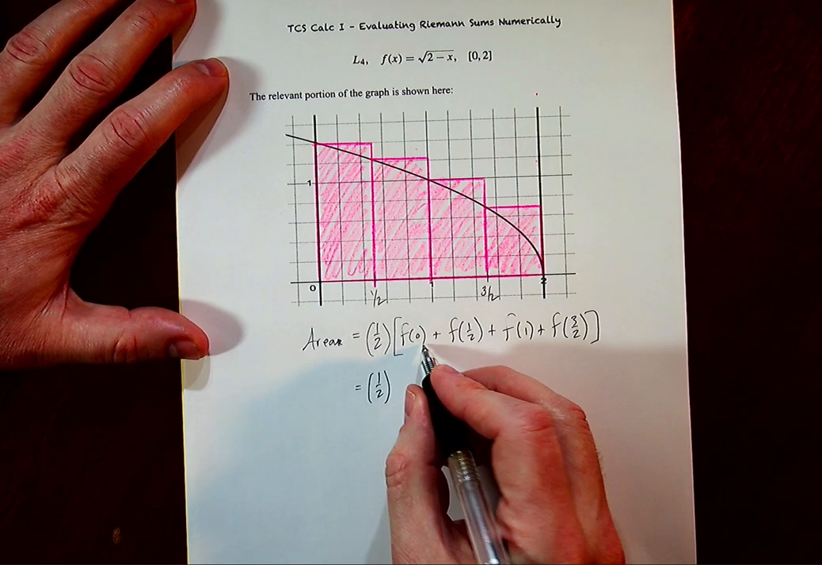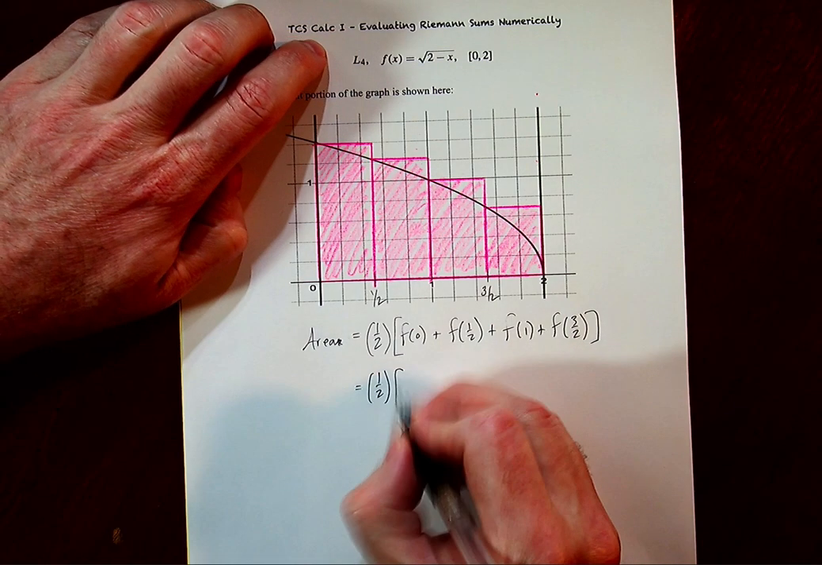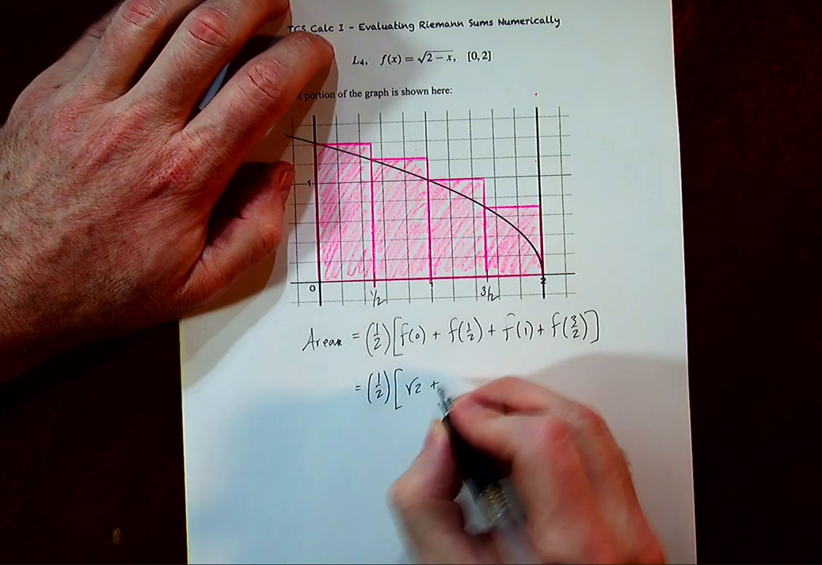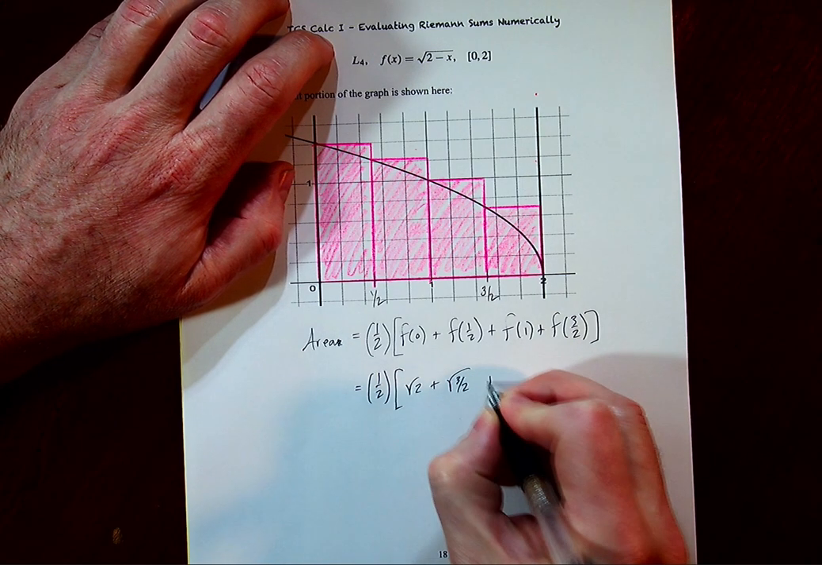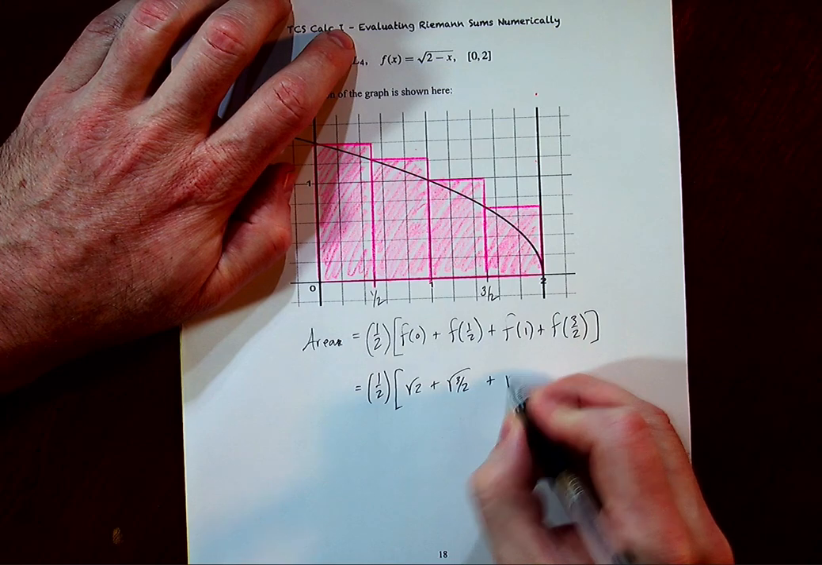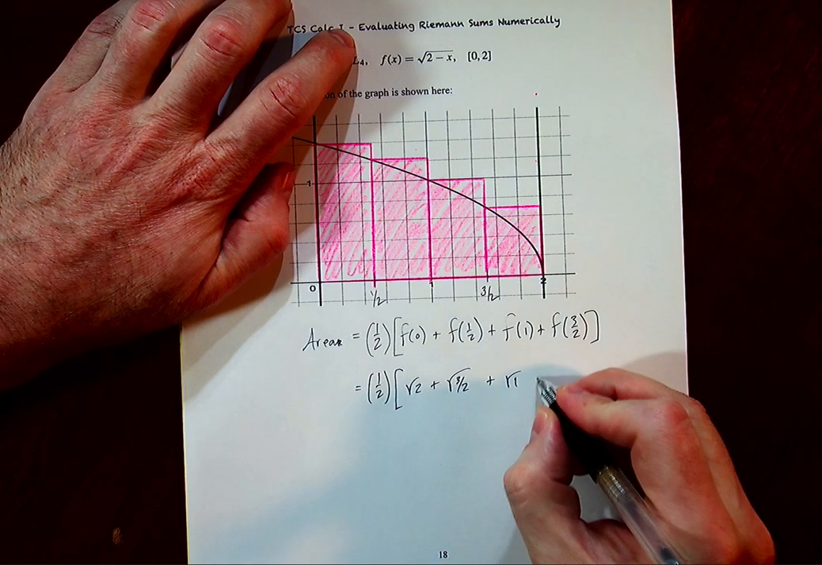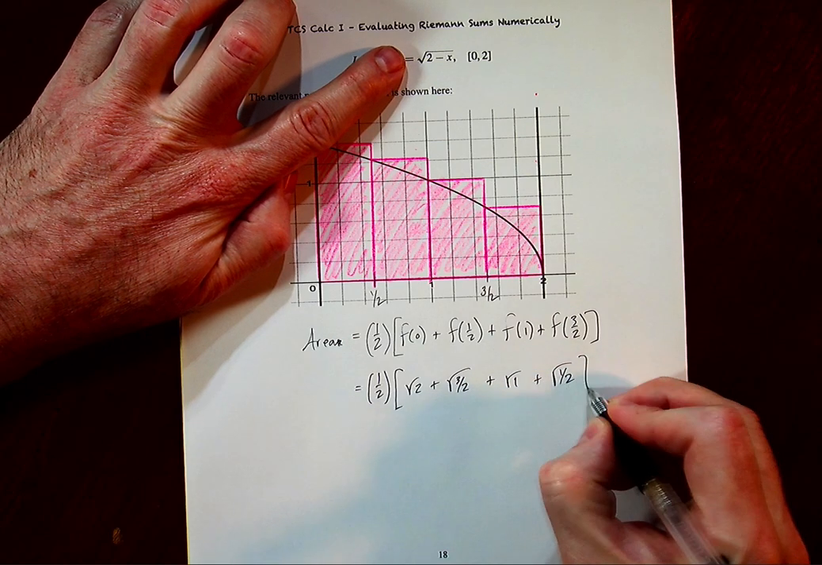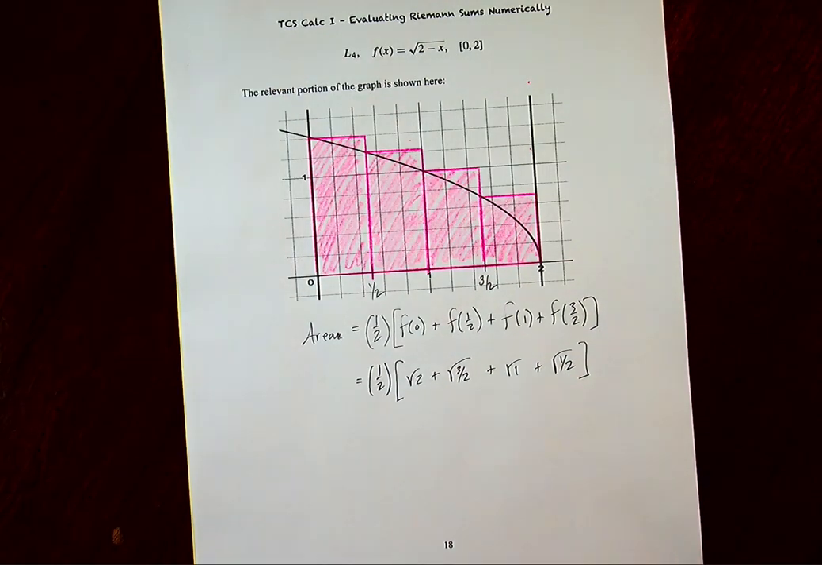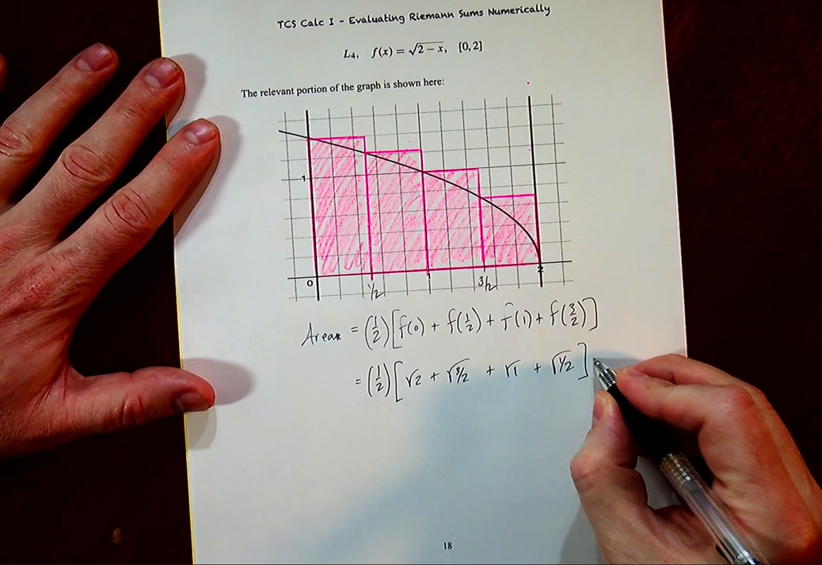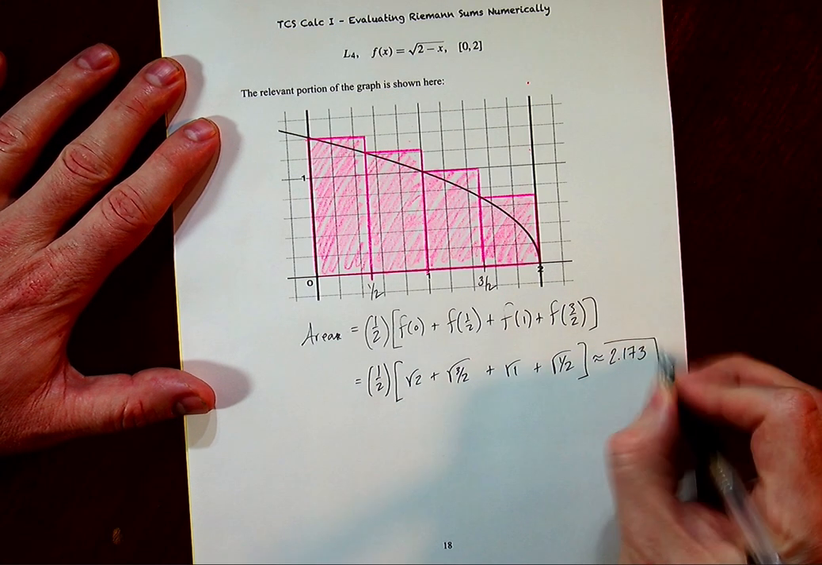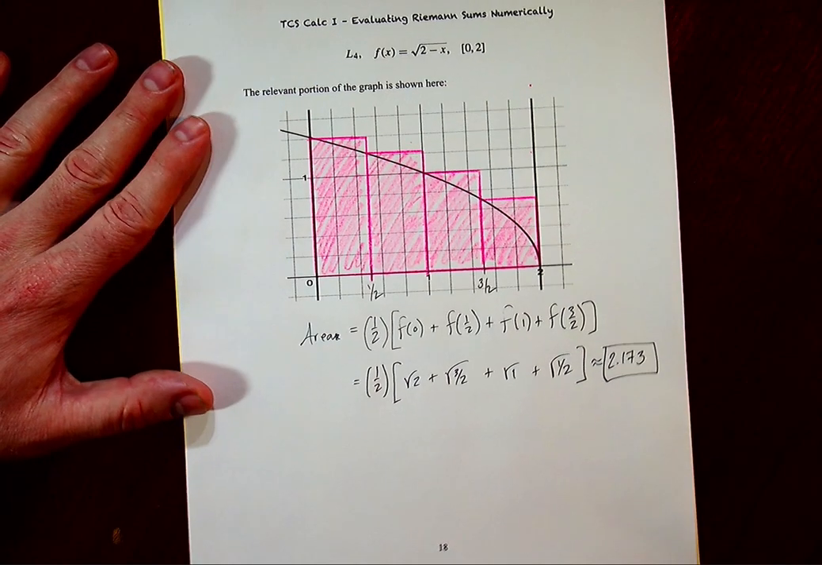If you plug in 0 into here, you get 2 minus 0, so you get the square root of 2. If you plug in 1/2, you get 2 minus 1/2 in the radicand, and you get the square root of 3/2. Plug in 1, you get 2 minus 1, you get the square root of 1, which is, of course, 1. And then you plug in 3/2. 2 minus 3/2 is 1/2, so you have the square root of 1/2. Now, you could rationalize denominators, move them all together, work them around, but I will go ahead and spoil the surprise. This winds up being 2.173, and that is your area approximation.